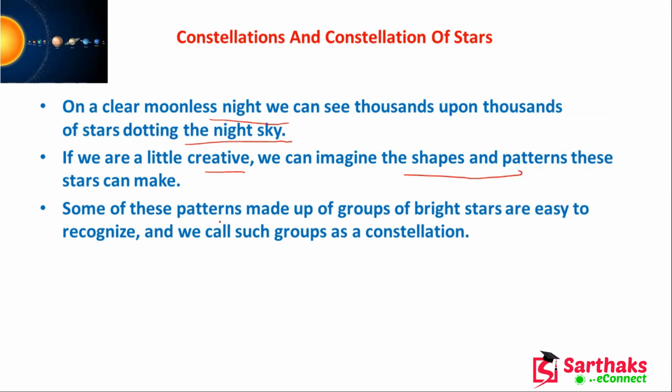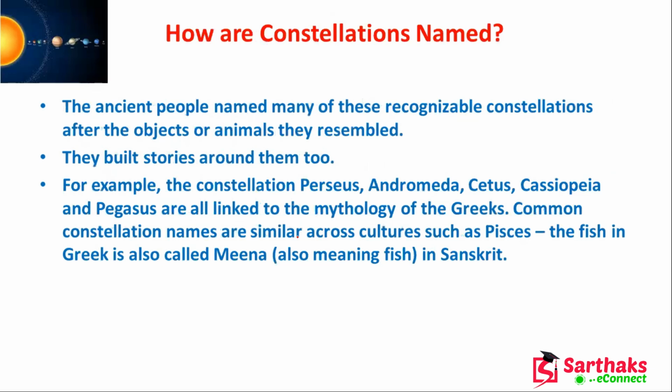So some of these patterns made up of groups of bright stars are easy to recognize, and we call such groups a constellation, right? So we can see a lot of constellations in the sky. Now, how are constellations named?